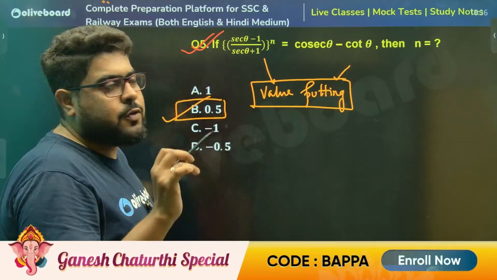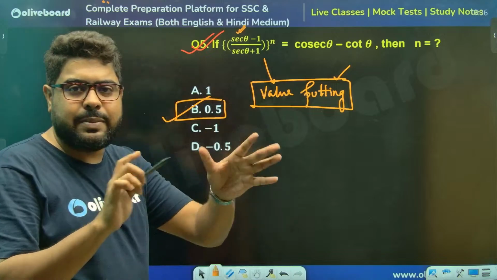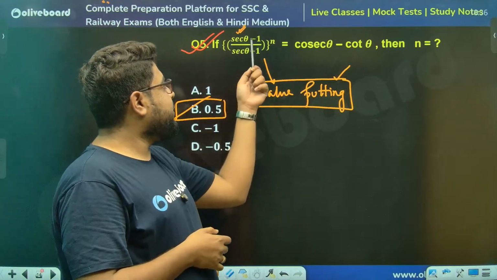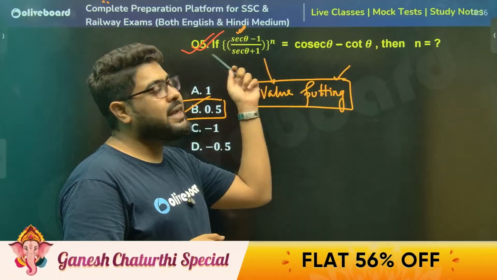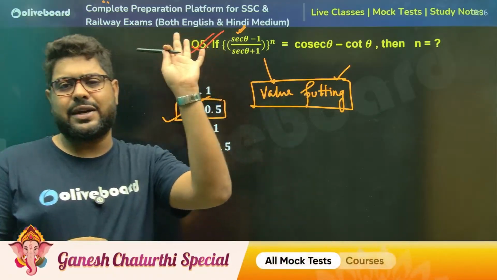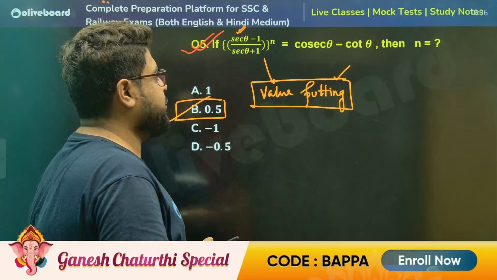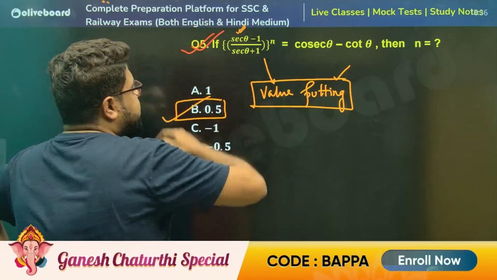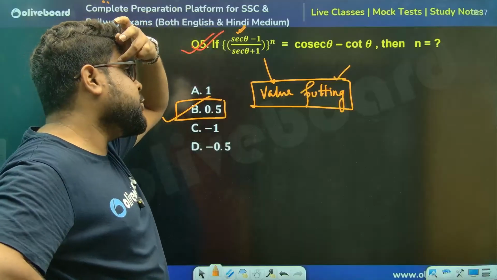Put some value where this sec theta will give us a very good value, meaning calculation becomes a little bit easy. Preferably sec theta gives us greater than 1, because otherwise sec theta minus 1 will give us a negative, and I don't want to do that. Or roots, I'm trying to avoid that too. So I can put 0, sir. Cos 90 put kar sakte hain, sir.